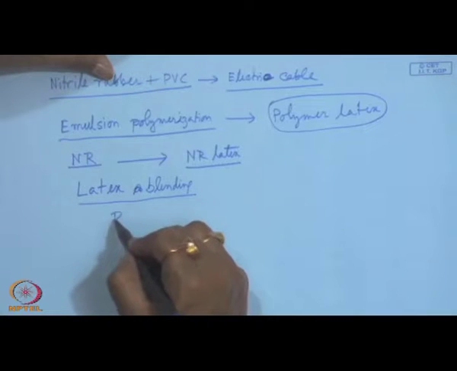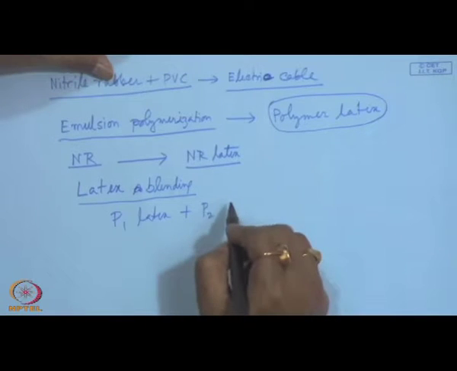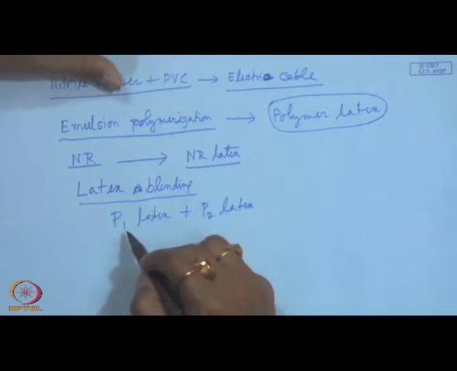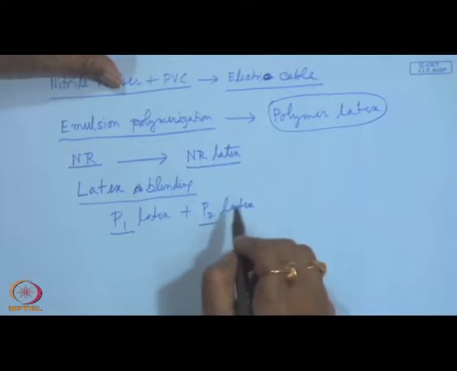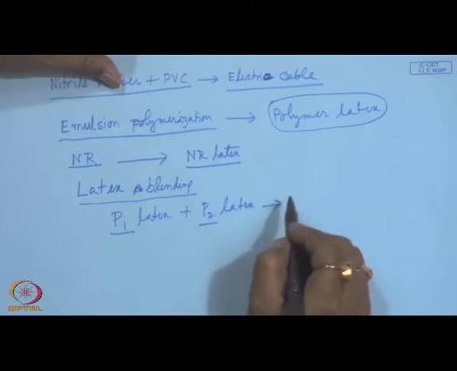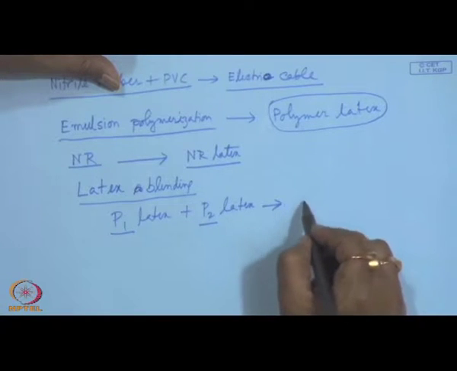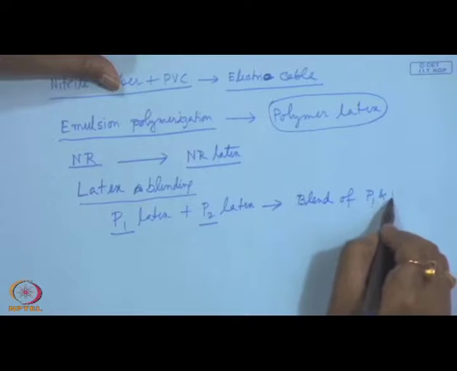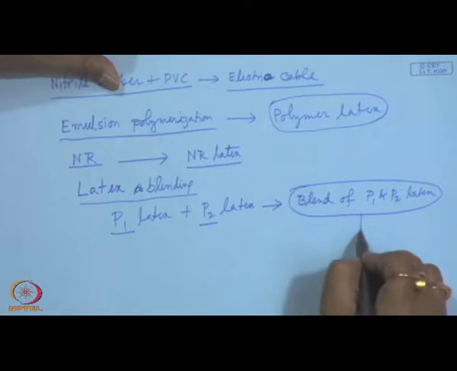That means we can have a P1 latex, and we can mix this P1 latex with the P2 latex. The emulsion of P1 polymer can be mixed with the emulsion of P2 polymer. Then after mixing in the latex stage, we can have a blend of P1 and P2 latex. Then we can go for coagulation.